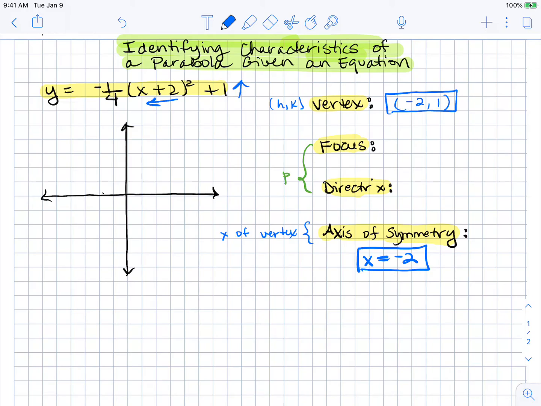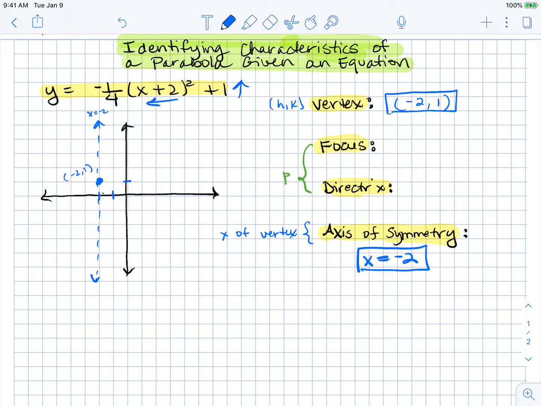And I'm going to plot that onto my grid over here. So on this grid, I'm going to say that x is -2, y is 1. That gives me my vertex, and my axis of symmetry is right here through it. Okay, so I've got that: my axis of symmetry at x equals -2, and my vertex at the point (-2, 1).